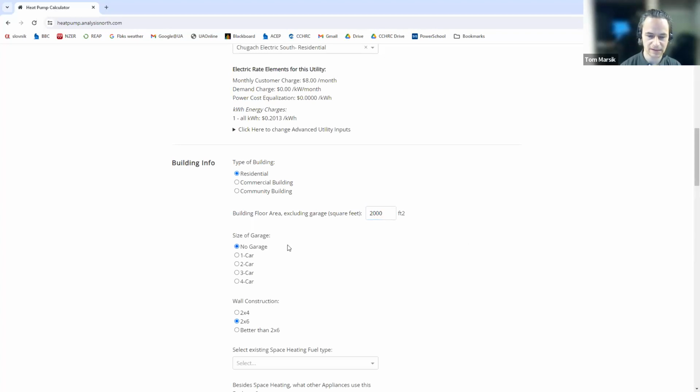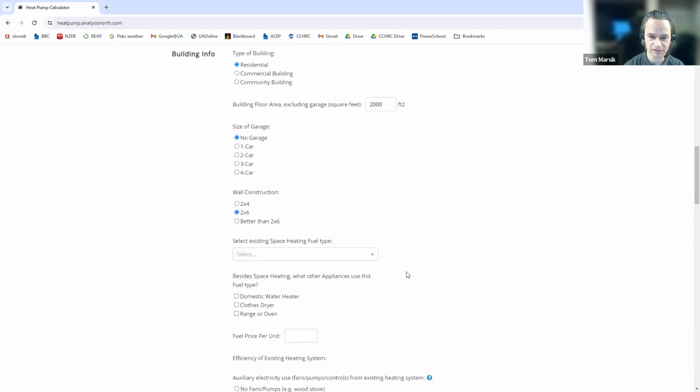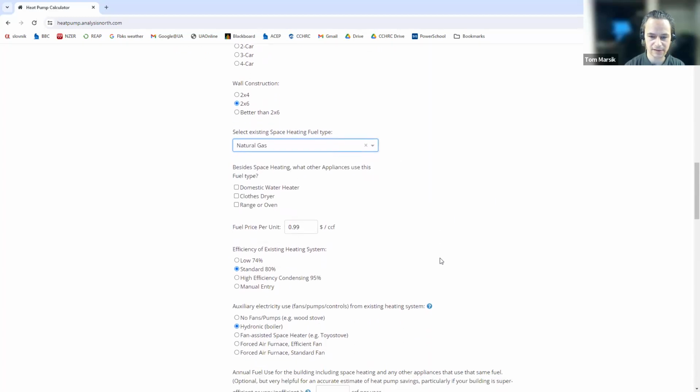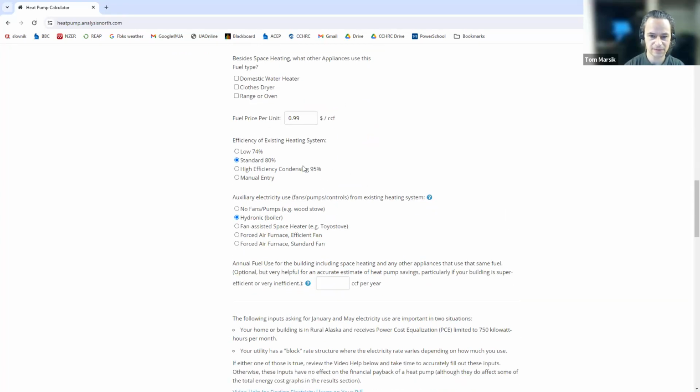So 2,000 square feet. I'm going to go with the defaults, no garage, 2x6 construction, and the existing space heating fuel type. So in Anchorage, it's likely going to be natural gas. So let's go with natural gas. I'm going to go with the default price of natural gas, and the default efficiency of 80%.